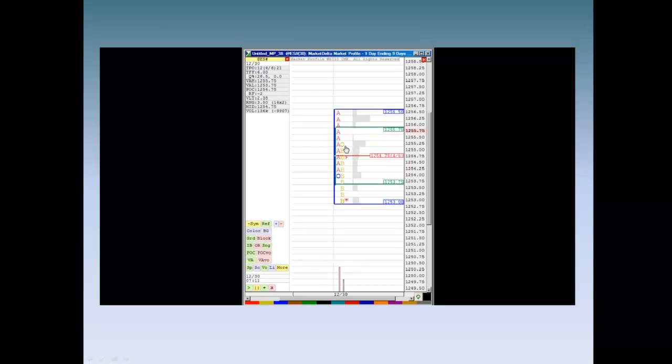Once B opened, we take a look at where did B open relative to A. And in fact, how many TPOs did we have for A? And if we count 1, 2, 3, 4, 5, 6, 7, 8, 9, 10, 11, we had 11 TPOs. Is this a wide range or is this a narrow range?